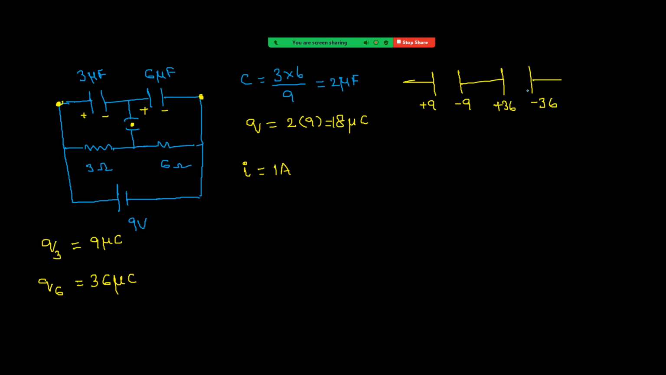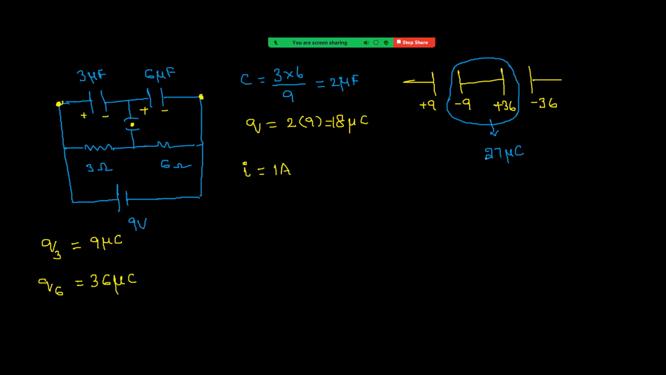Again, those two inner plates. If you focus now on these two plates, initially the net charge was 0, right? So minus 18 plus 18, net was 0. Now the present net value is 27, right? Plus 36 and this is minus 9.